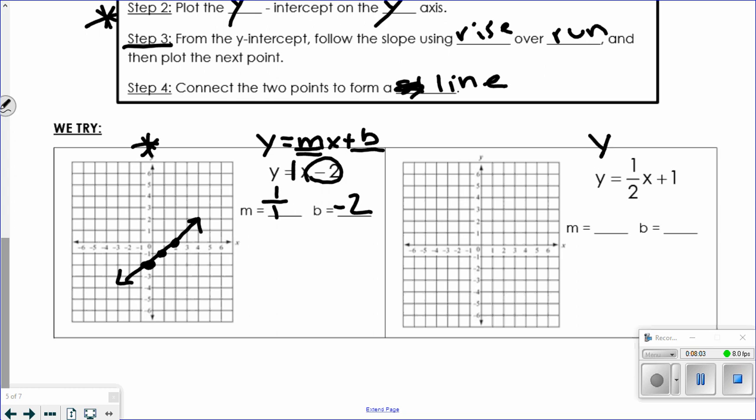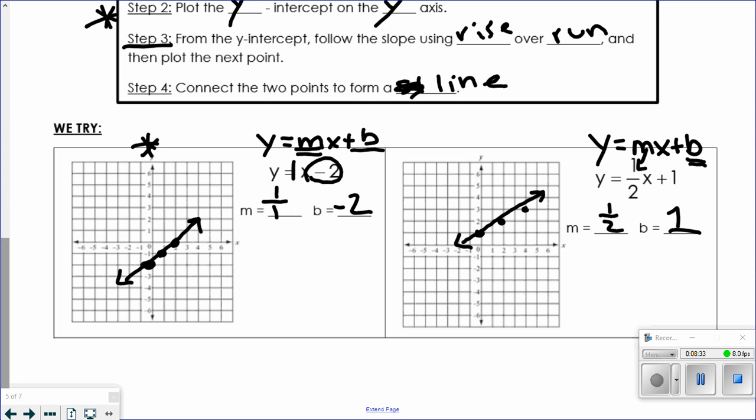Okay, let's try to figure out what our m and our b are for this equation. So we've got b right above, right underneath would be 1, and then m right underneath would be half. So again, I'm going to start at b, which is 1, and I'm going to rise 1, run 2. Rise 1, run 2. And from there, I connect and make a straight line.